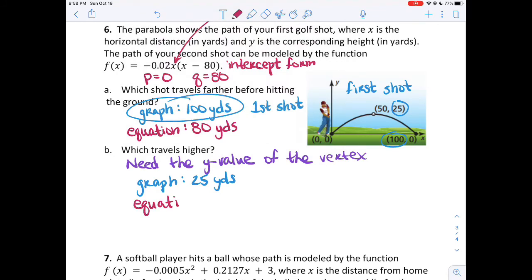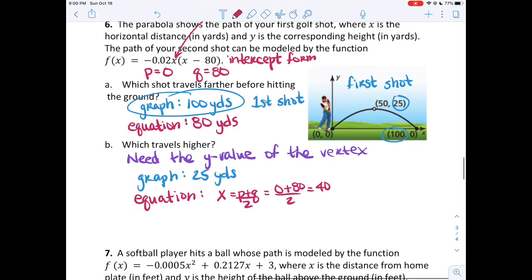I know that I can get the x value of my vertex, which is the same as my axis of symmetry, by doing p plus q over 2. So that's 0 plus 80 over 2, or a value of 40 yards. Now, in order to get the y value, I have to plug into my equation. So I'm going to take 40 yards and plug it in everywhere I see x. So y is equal to negative 0.02 times 40, and then times 40 minus 80.